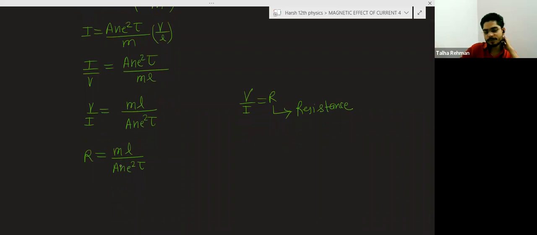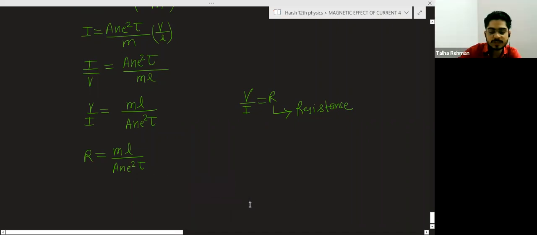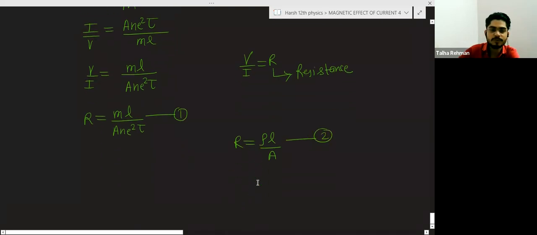But now here what you have to do, you already know what resistivity is. Resistance can be written in terms of resistivity also. So R is equal to rho L divided by A. Suppose this is equation number 1 and this is equation number 2. Now compare equation 1 and 2. You will get the value of resistivity.